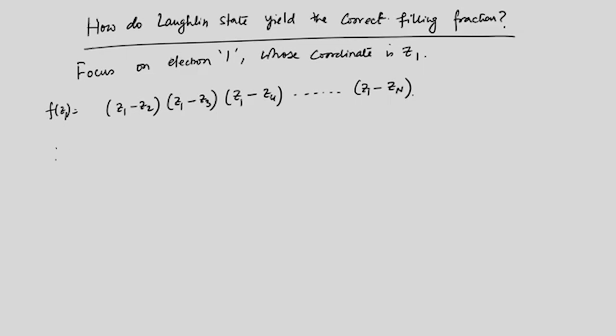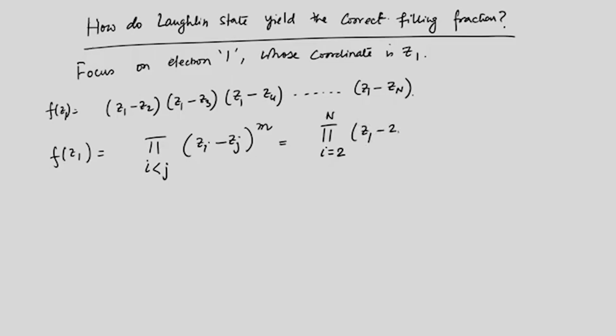So, this f of z1 really looks like a product over i less than j of (zi minus zj) to the power m, right, because now we are just talking about all of these products, with i not equal to j. If you write it clearly, then for this zi equal to z1, it becomes the product from 2 to n of (z1 minus zi) to the power m.